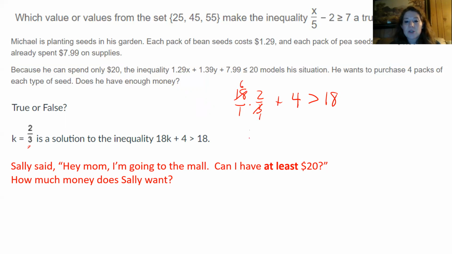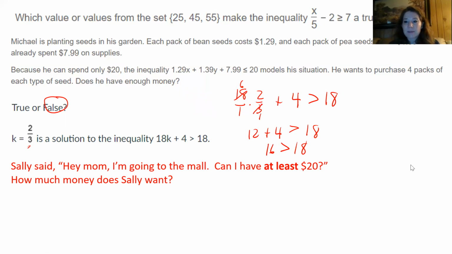6 times 2 is 12 plus 4 is greater than 18. Well, 12 plus 4 is 16. Is 16 greater than 18? No, this is a false statement. Did I do that right, you guys? I think I did. 18 over 1 times 2 over 3 is 12 plus 4. Yep. All right, let's look at this next one.